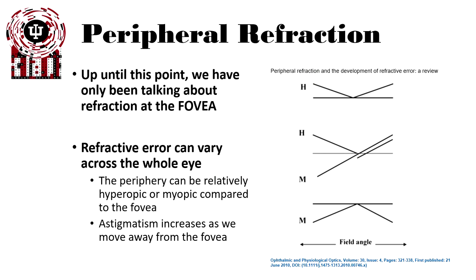We've also known for a long time that the refractive error across the eye is not constant. Up until this point, we've only been talking really about central refraction at the fovea. But refractive error can vary across the whole eye. The periphery could be relatively hyperopic or myopic compared to the fovea. Also, astigmatism increases as we move away from the fovea.